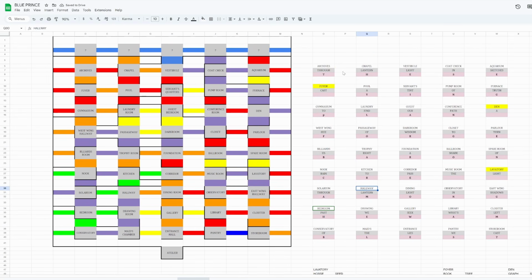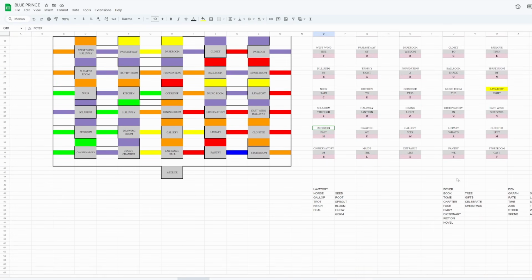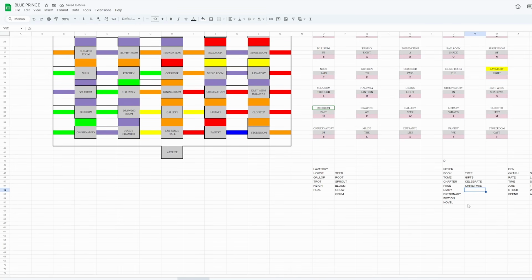Okay, so these, I'm assuming. So the working backwards helps. So let's assume that foyer is a D, like I think it is. So if foyer is a D, what could it possibly be?